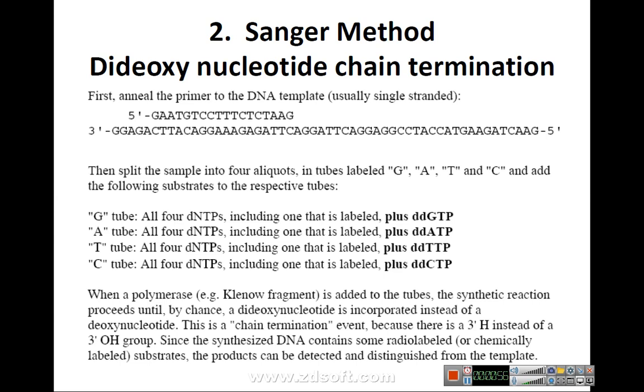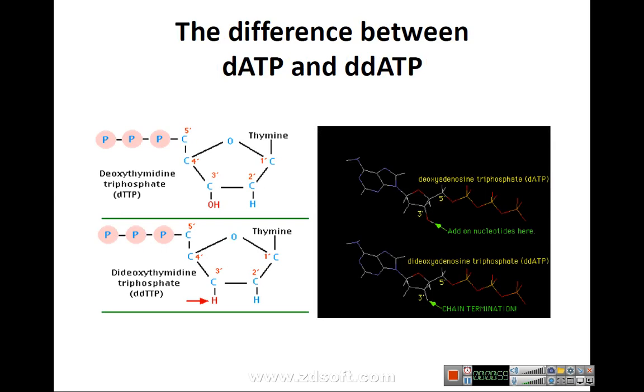ddNTPs. If you can see the difference, the normal dNTPs have OH at the 3 prime end, where another nucleotide will bind with the help of oxygen, and it will make a nucleotide sequence. But if we synthesize in the lab such dNTPs which do not contain OH, just contain H, then whenever such a nucleotide, which is also radioactively labeled, is added to the reaction, the reaction will terminate. That's why it is called the chain termination method.